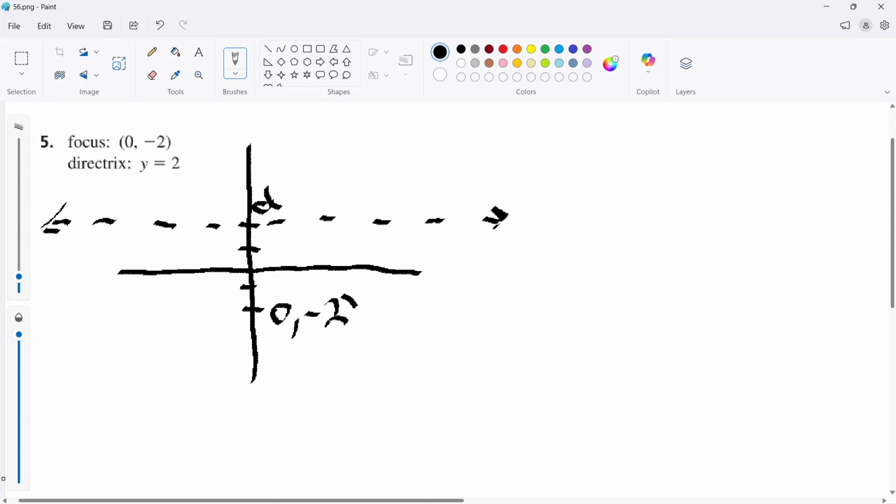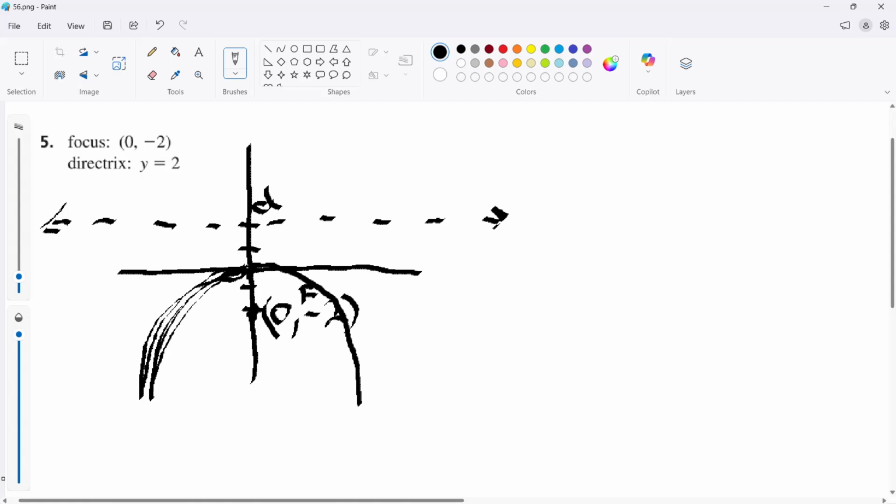And remember, the focus and the vertex, if it's a vertical parabola going up or down, are on the same vertical line. So since the focus is here, that means the vertex is here. And the focus is inside the parabola. So this parabola looks a lot like that. Maybe not exactly because I'm a bad artist and it should be symmetric. But anyway, so that's it.